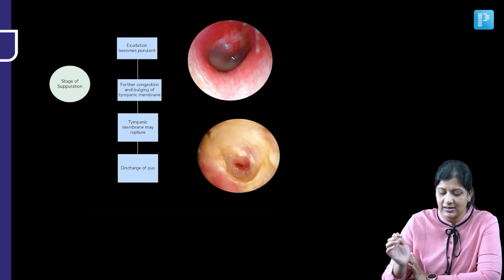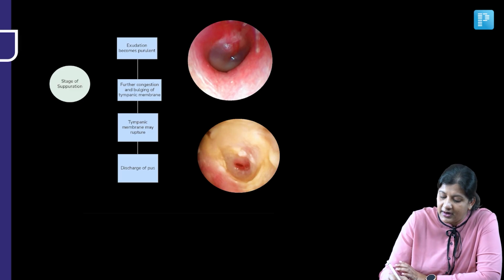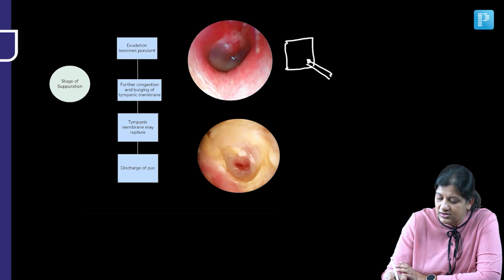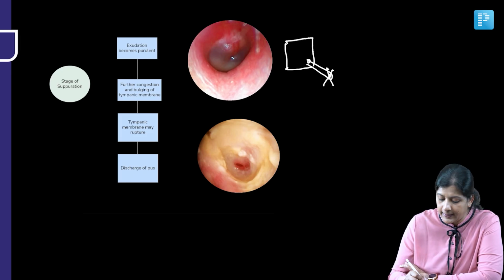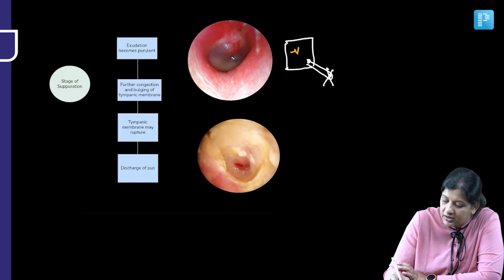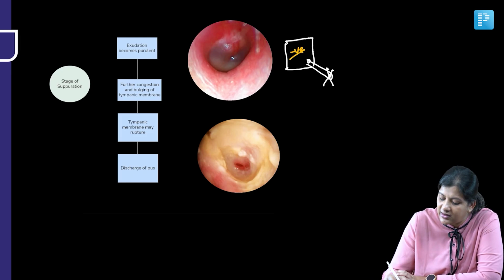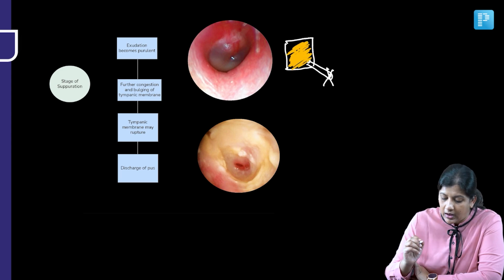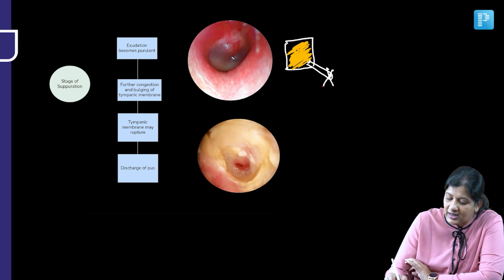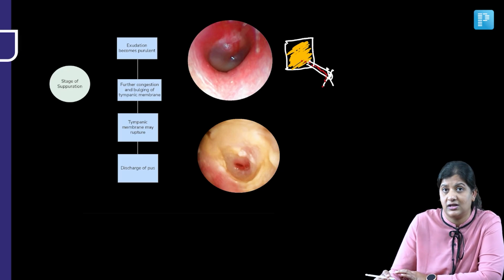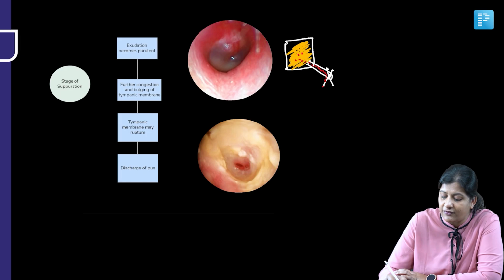What is happening in the stage of suppuration? The middle ear is having negative pressure again because the eustachian tube is blocked. This negative pressure is building up in the middle ear and the effusion is also building up in the middle ear. Now we also see that there is ascent of organisms into the middle ear via the eustachian tube, and this effusion is getting infected as well.